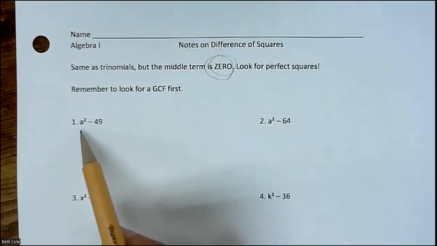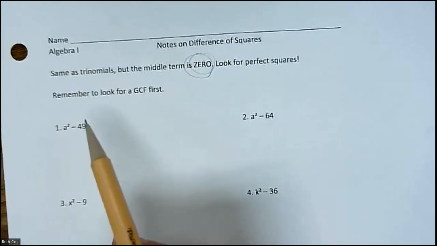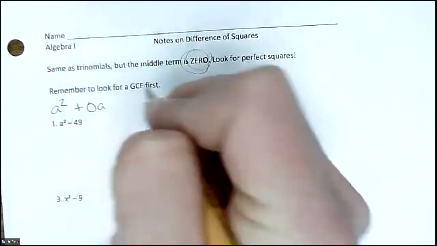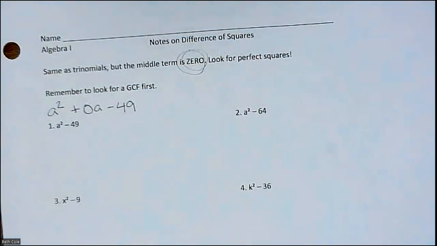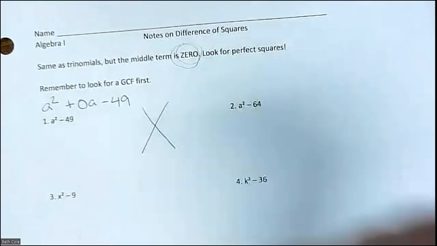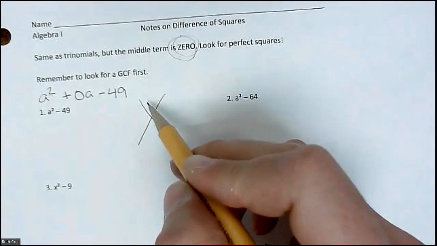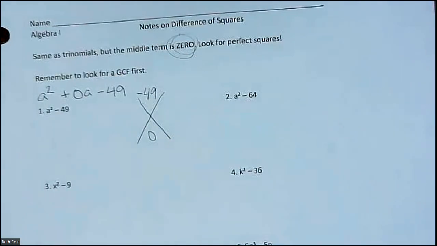So look at the first one. Do you see how it's a squared minus 49? You can rewrite that as a squared plus 0a minus 49, and then do it like an X box. After this, I'll show you a shortcut, but I just want to show you what the process is. Negative 49 would go on the top, 0 goes on the bottom.